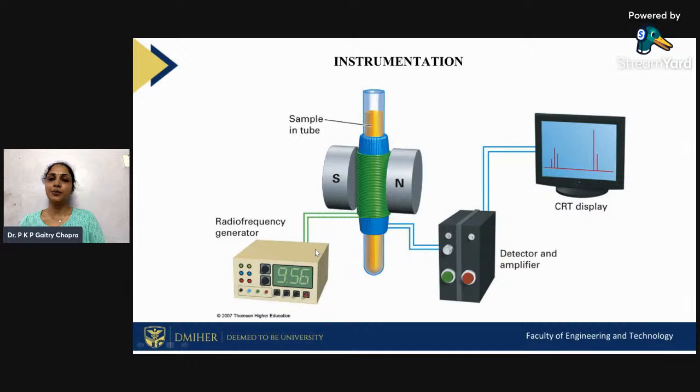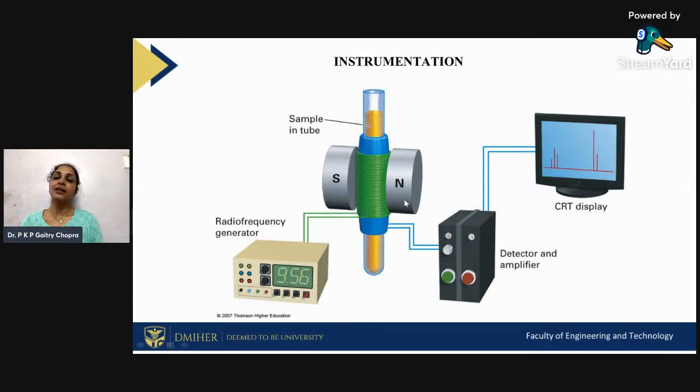But practically, in doing the experiments or finding out the spectra, the radio frequency is kept constant and the applied magnetic field, the external magnetic field that we are giving, is varied. That means the variable is your applied magnetic field, and the constant is your radio frequency. Whatever is the wavelength of radio frequency that you are giving to your sample, that is kept constant.